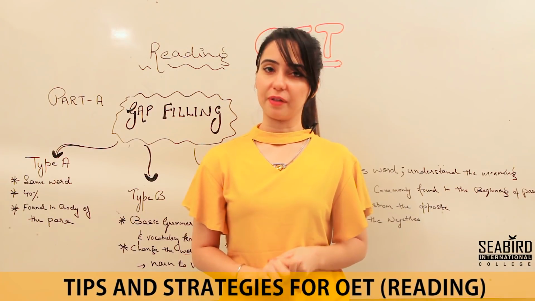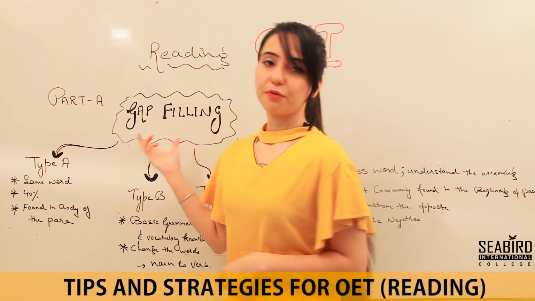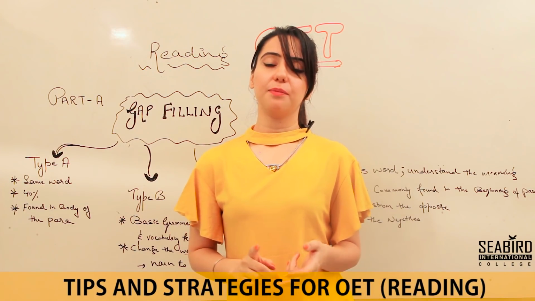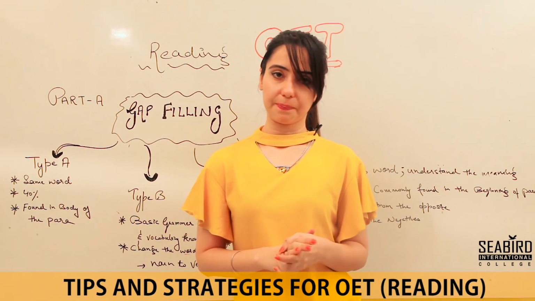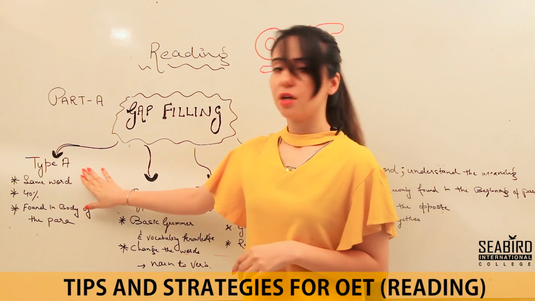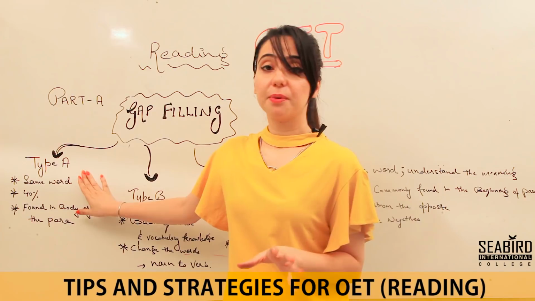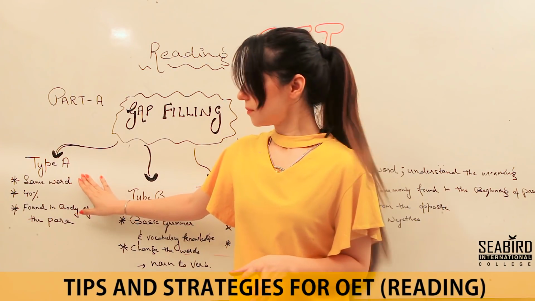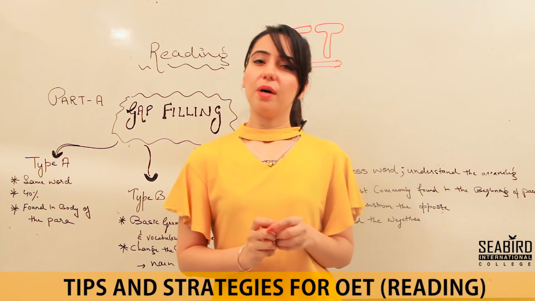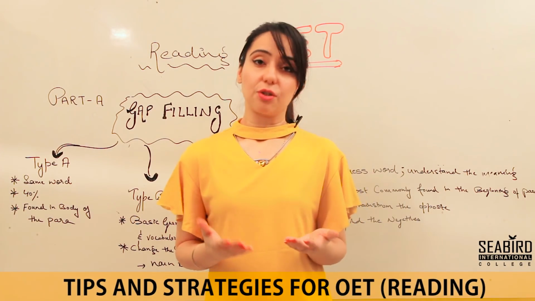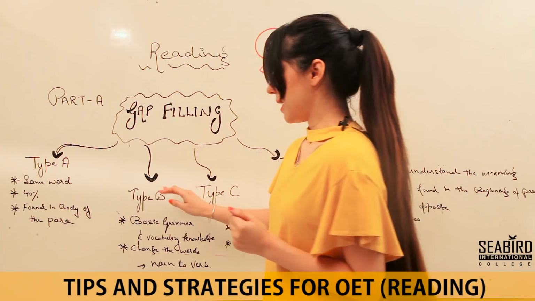Let's start with gap filling. As I told you before, gaps consist of 4 types: type A, type B, type C and type D. For type A, basically you have to fill in the same word that is in the text, and it constitutes 40% of the total weightage. Type A words are found in the body of the paragraph, which are easy to find.